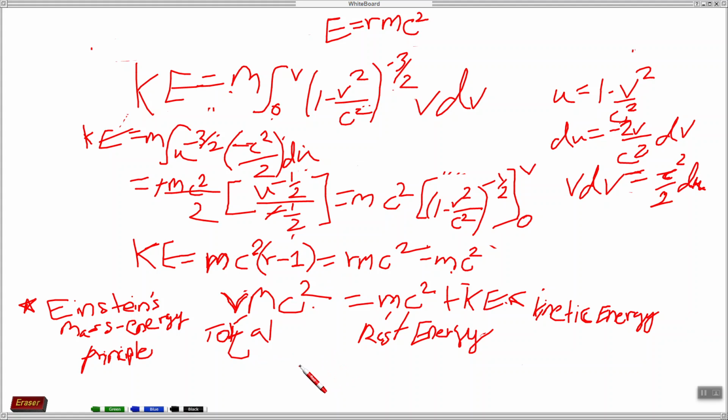And then we get E equal to gamma mc squared, and that's our final answer. And this is how you derive E equal to gamma mc squared.